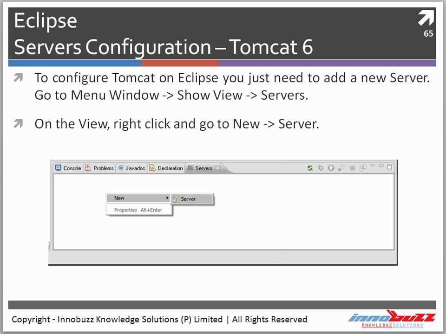Let's take a look. First, you have to open the Servers view. Go to the Window menu, then Show View, and then choose Servers. Then over that view, right click and go to the New option, and then click on the Server option.